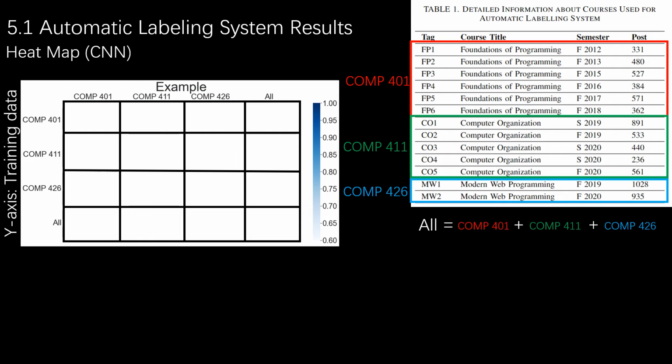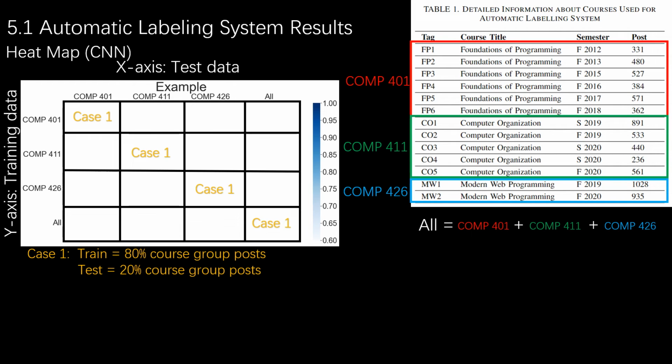The labels on the Y-axis are the training dataset we used, and the labels on the X-axis are the test dataset. There are 3 different cases when choosing the training and test dataset. First, for all leading diagonal cells, the training and the test dataset are using the same course group. So we split the posts and use 80% of them as training data, and the rest 20% as the test data. For example, in the scenario in the orange circle, the training data is 80% of the Comp401 posts, and the test data is the rest 20% of the Comp401 posts.